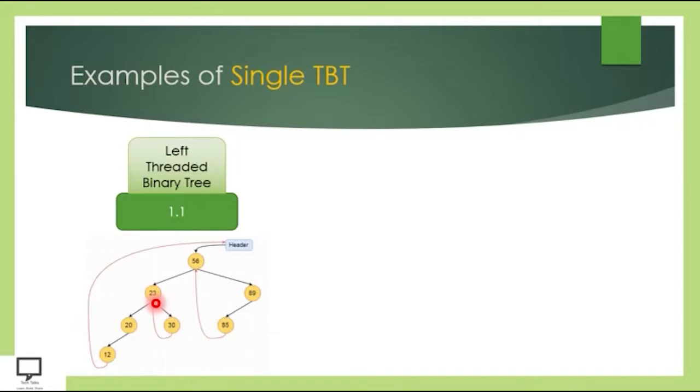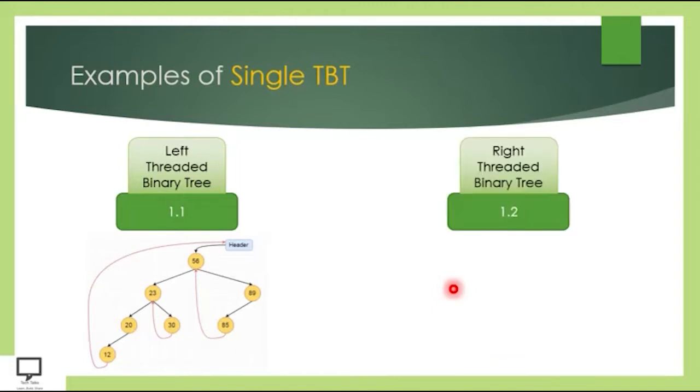Here I am hoping that you know the concept of the binary tree as well as its traversal, and hence I am moving forward to the next example of the single threaded binary tree, which is the right threaded binary tree. Just opposite to this, here we are taking care of only the right pointer if it is null. In the left threaded binary tree, we take care of only the left pointer if it is null and point it to the in-order predecessor, and in a right threaded binary tree, we take care of only the right pointer if it is null. It will point to the in-order successor.